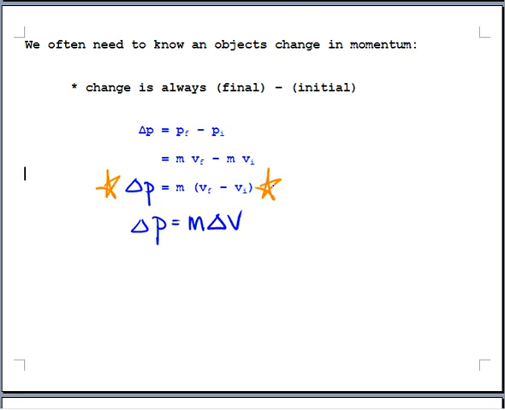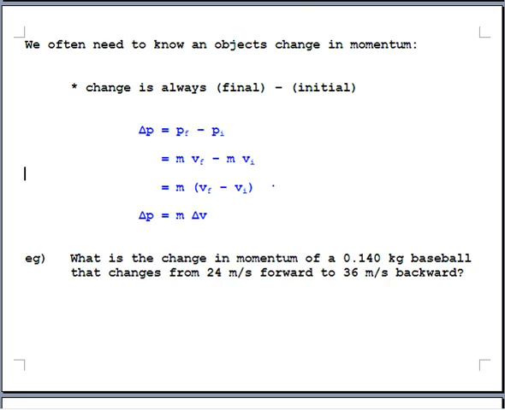And let me give you an example. We'll try this out. What's the change in momentum for a baseball that was going 24 meters per second forwards? Maybe somebody's pitched it, and then the batter hits it, and it leaves going 36 meters per second backwards. So we're going to use this change of momentum equation, but we're going to go with the v_f minus v_i version because we do have two separate velocities.